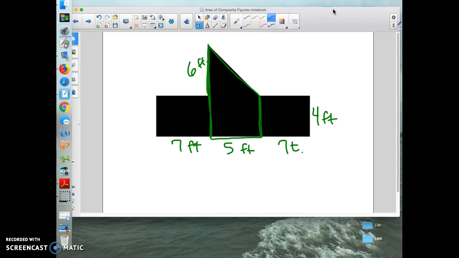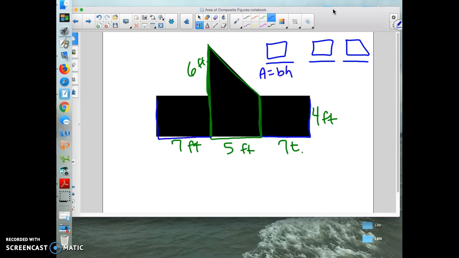So we have 2 rectangles. Let's do those first. So we have a rectangle, and a rectangle, and a trapezoid. Now if you notice, the rectangle is a 7 by 4 rectangle, so the area is base times height. This one is also going to be a 7 by 4 rectangle.